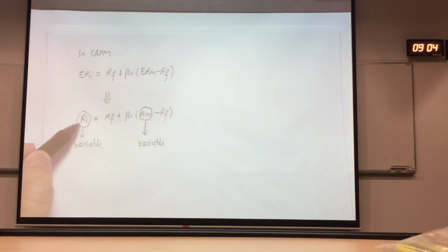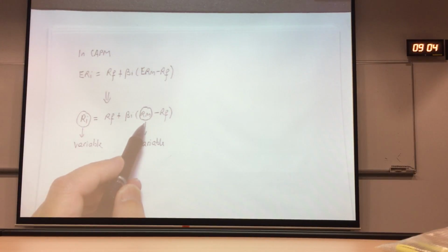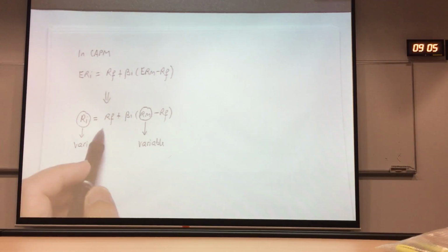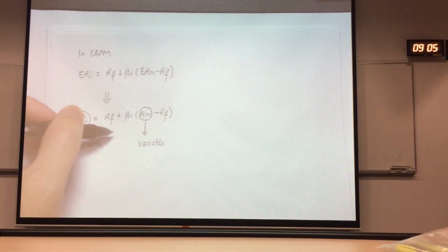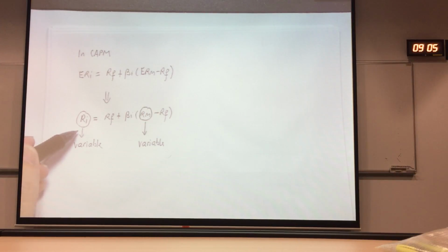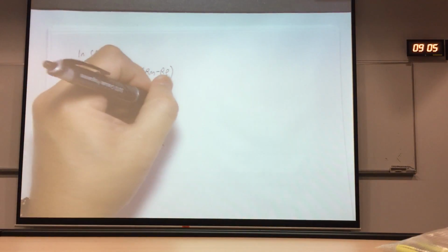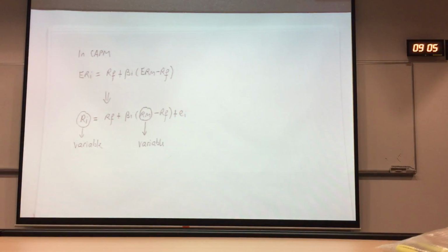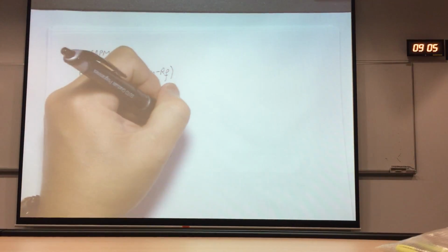So what is RI? It's partly explained by the change in RM. The reason is RF and beta here, they are fixed. It's a constant. However, this prediction by CAPM may not be the same as the actual return of RI. And hence we have to include EI here, which is known as the error.